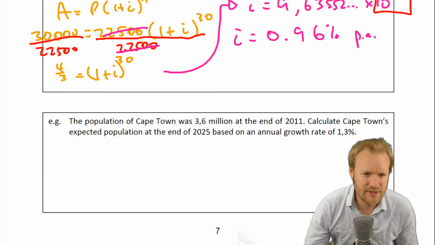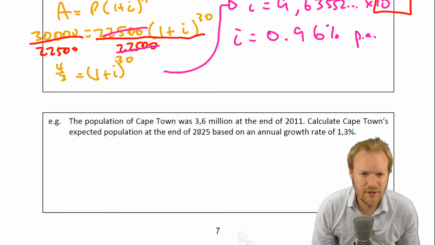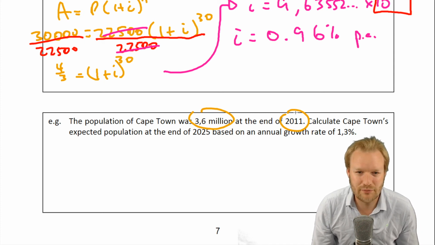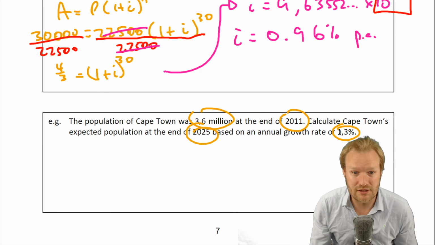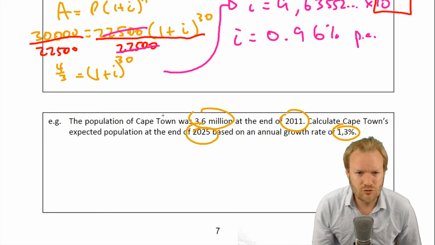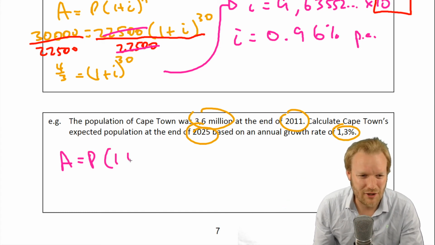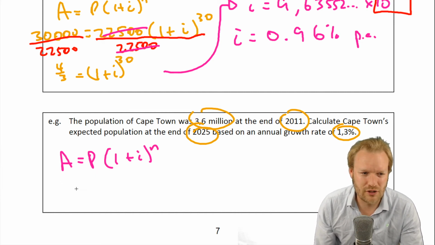The population of Cape Town was 3.6 million at the end of 2011. Okay, so lots of people in 2011. Calculate Cape Town's expected population based on this figure at the end of 2025 with a growth rate of 1.3%. Again, I wonder how accurate these figures are. So we need to work out how many years this is. Well, whoop-de-doo, right? That's not too bad. I say whoop-de-doo because I don't feel like it's too bad to figure that. We know (1 plus I) to the N. Okay, so we're going to grow. Well, that's what we don't know, so we're going to find that out.